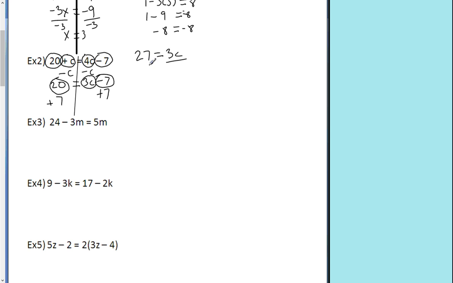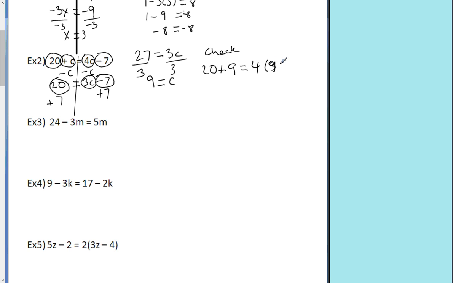And then just like before, divide both sides by 3. Because when you divide both sides by 3, 3 divided by 3 makes 1c, which is what I want. C is equal to 9. And you would check this problem just like every other problem. Write check and then fill in the blanks. 20 plus c is 9, so 20 plus 9 should equal 4 times 9.